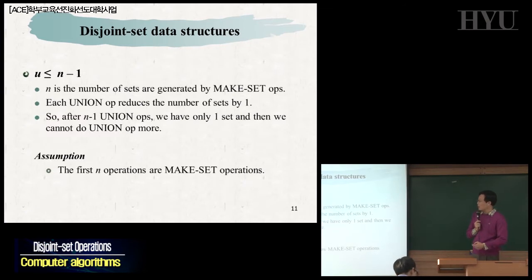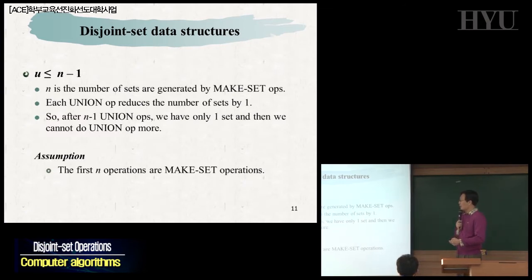Okay. Look at this. U is at most n minus 1. What does it mean? Okay, can you explain the meaning of this inequality? U is at most n minus 1. What is U?